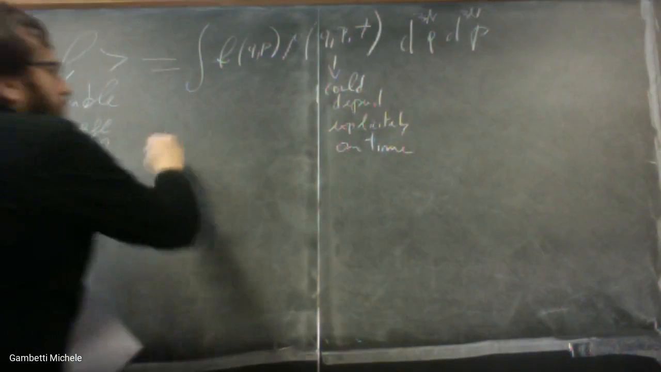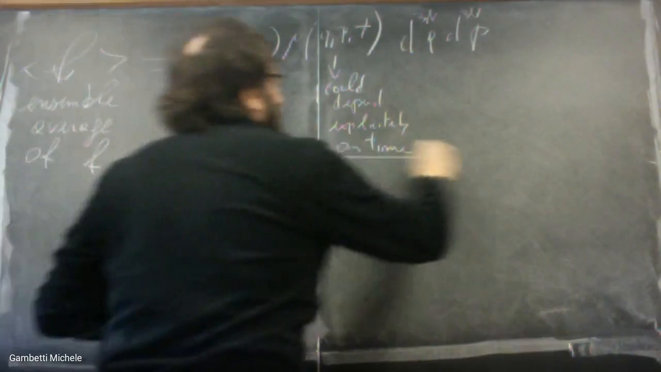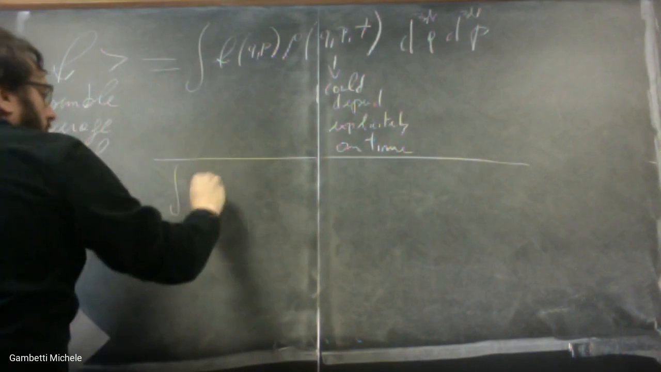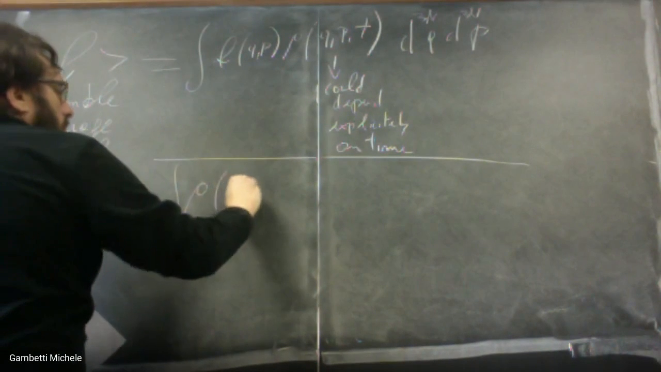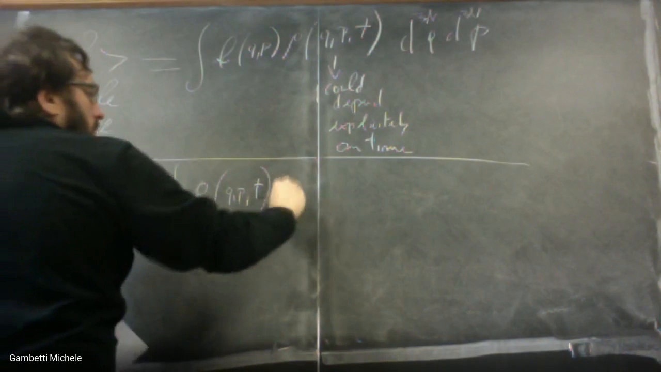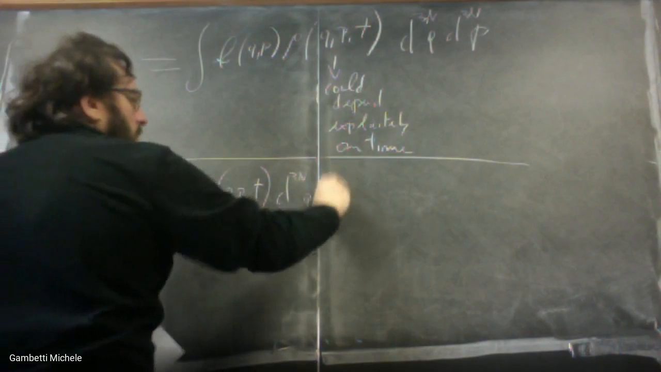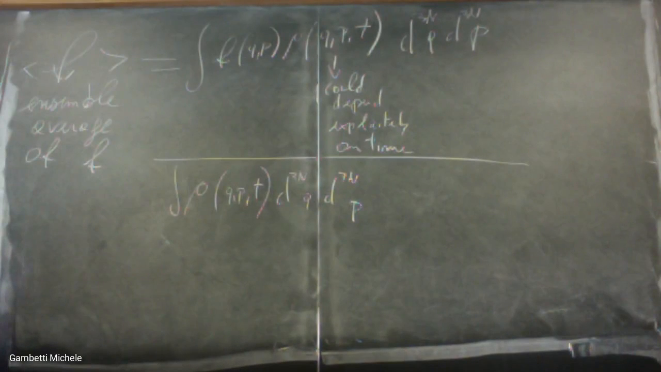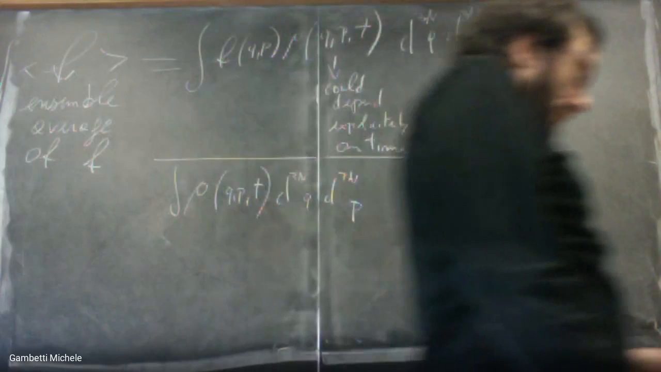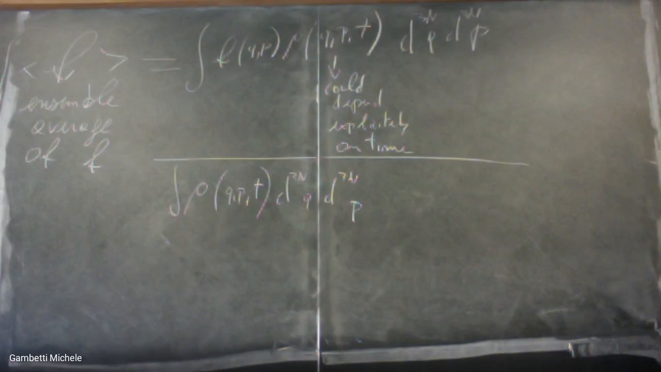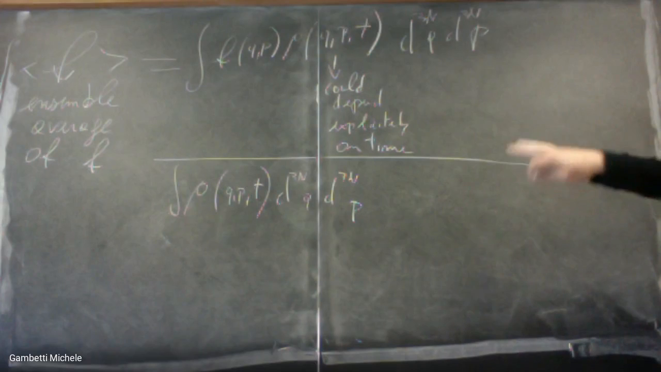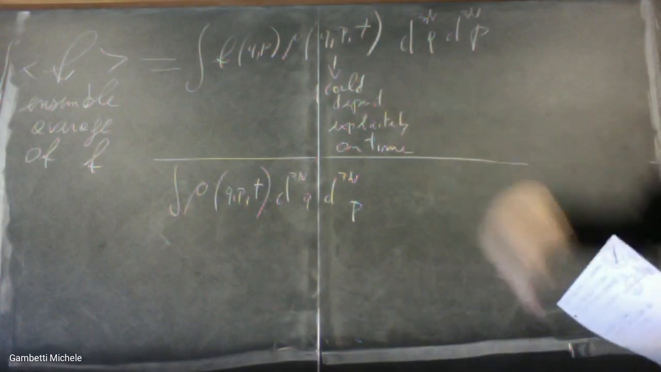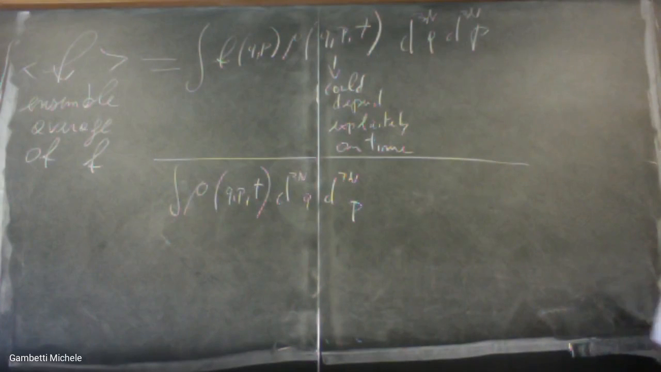And now this must be normalized by the same integral without f, which is q, p, and t, d3 n q, d3 n p. Okay. And now, what we have done up to now is just to consider this probability density, and we are defining an ensemble average. Okay.